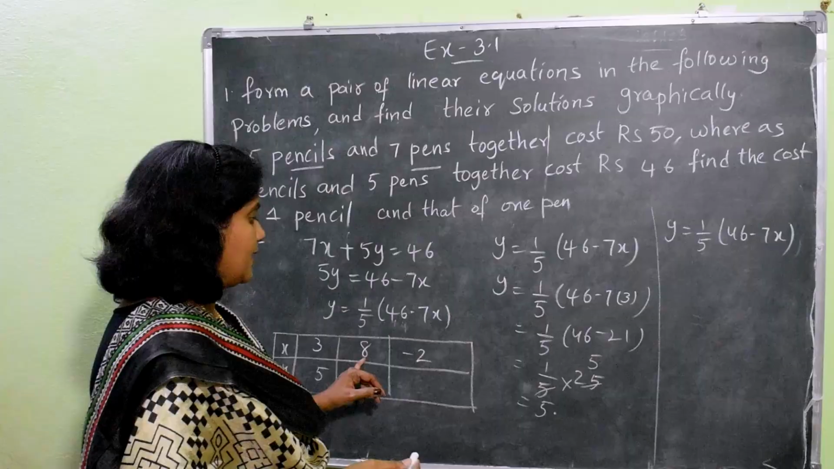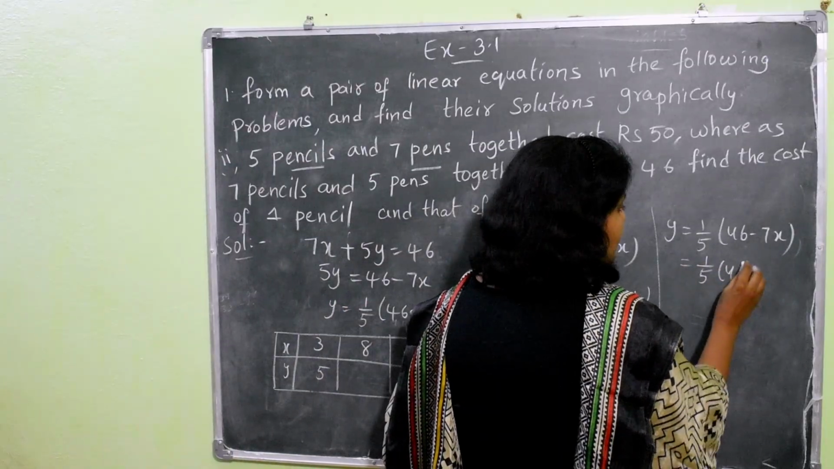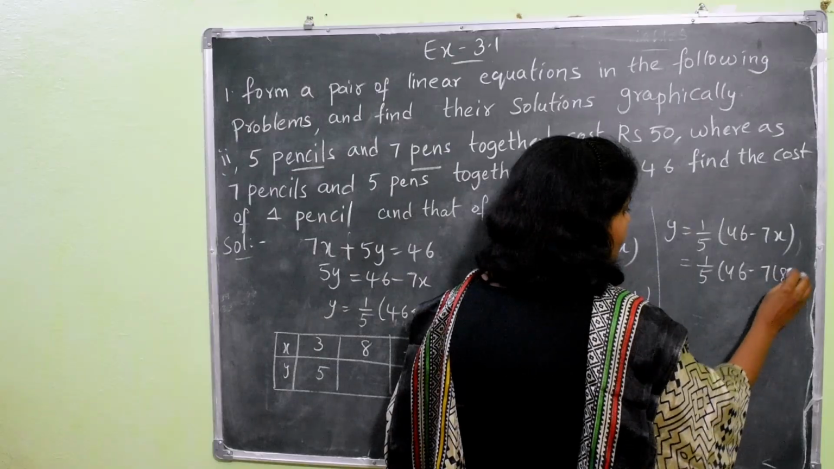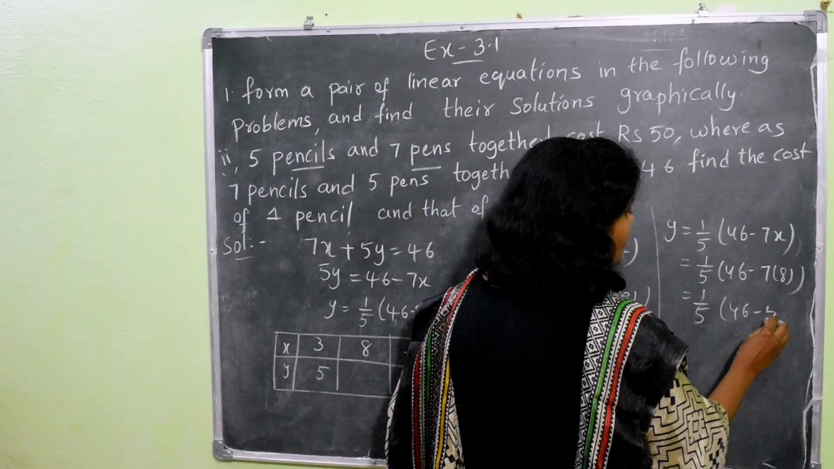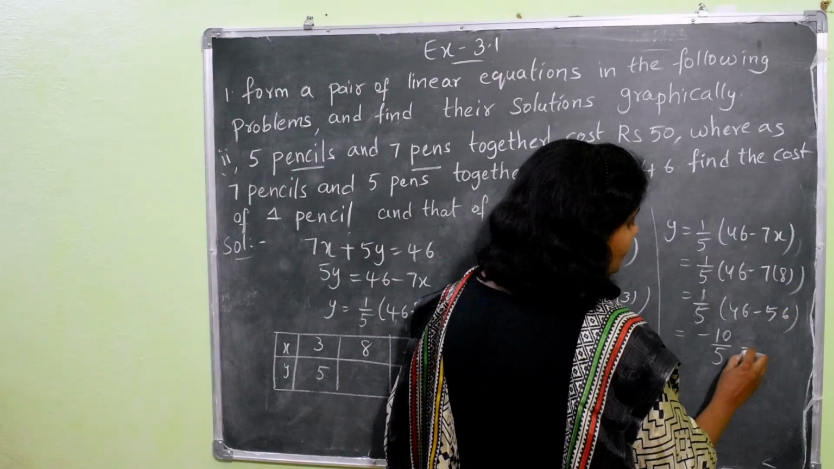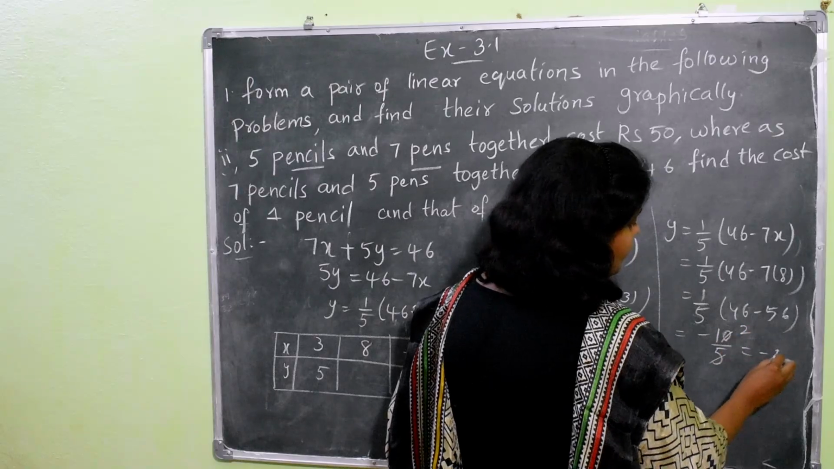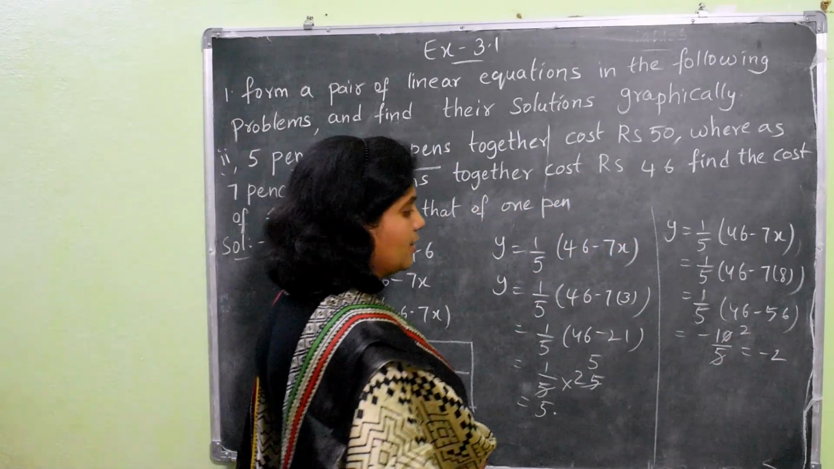So for x value as 8, I am taking 1 by 5 into 46 minus 7 into 8. 7 8s are how much? 56. So 46 minus 56 is minus 10. So minus 10 by 5, in 5 table 2 times. That is minus 2.